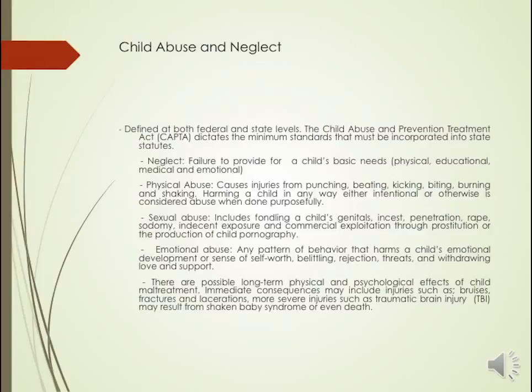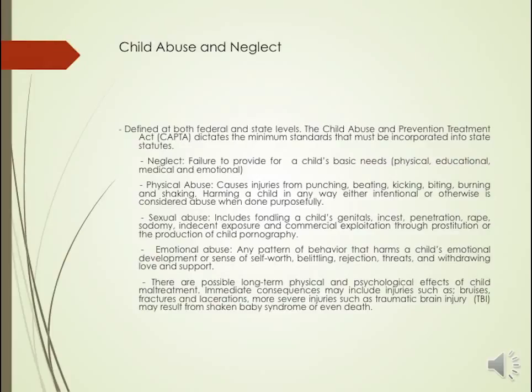Physical abuse causes injury from punching, beating, kicking, biting, burning, shaking, or harming a child in any other way, intentionally or otherwise, and is considered abusive when done purposefully. Sexual abuse of a child includes fondling a child's genitals, incest, penetration, rape, sodomy, indecent exposure, and commercial exploitation through prostitution or the production of child pornography.